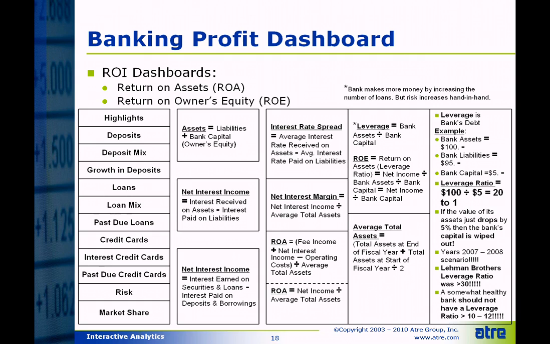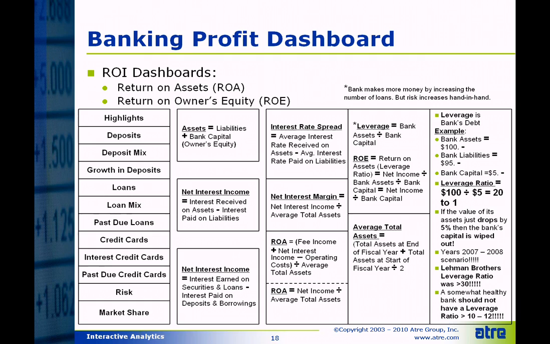Leverage is the bank's debt. For example, let's assume bank assets are $100, but bank capital is only $5. The leverage ratio for this bank is 100 divided by 5, which is 20 to 1. If the value of its assets just drops by 5%, the bank's capital is wiped out. That sounds familiar? The 2007 and 2008 scenario. Lehman Brothers' leverage ratio was over 30 to 1. So it's no wonder they went under. But why didn't some people look at this leverage ratio?